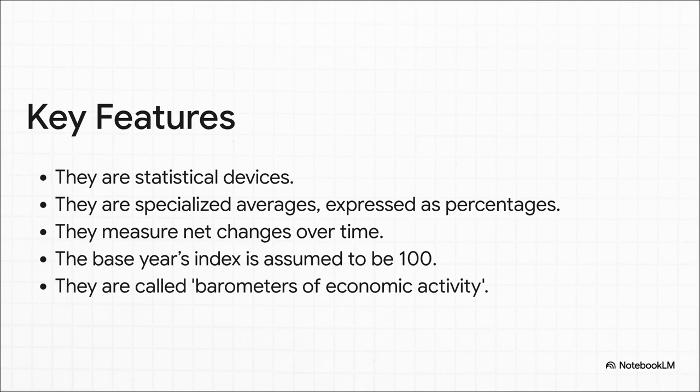So what makes an index number tick? Well, first off, they're statistical tools. You can think of them as super specialized averages that we always show as a percentage. Their job is to measure the net change over time. And here's the golden rule. The base year is always set to an index value of 100. This is exactly why they get called barometers of economic activity. They give us a super quick reading of the economic weather.